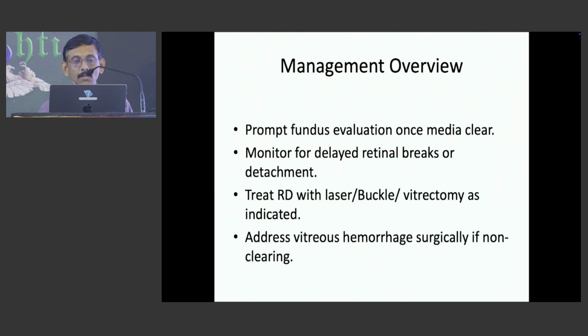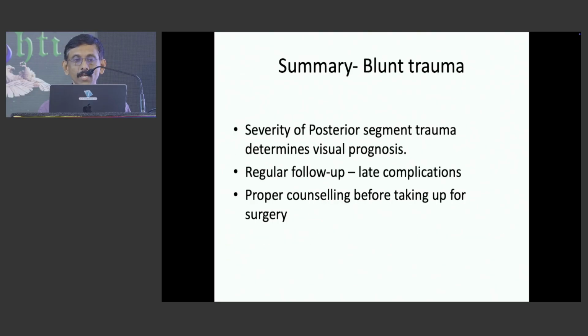Management: proper fundus evaluation is needed once the media becomes clear. You have to monitor the patients for delayed retinal breaks or detachment. Even when the patient has a normal fundus at presentation, later the patient can have retinal breaks. Treat a retinal detachment with laser, buckle or vitrectomy. For a macular hole, you can wait for around 1 to 2 months if the hole is decreasing in size, because macular holes can have some spontaneous closure. Address vitreous hemorrhage surgically if non-clearing.